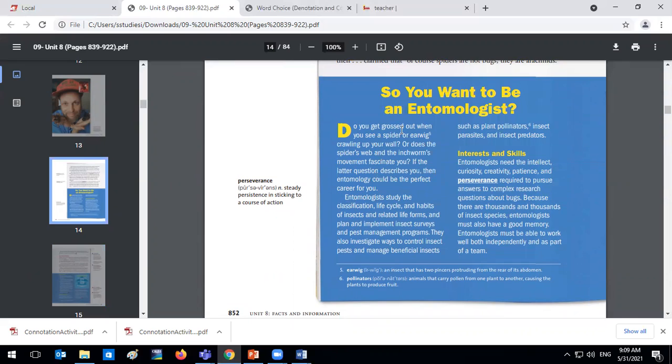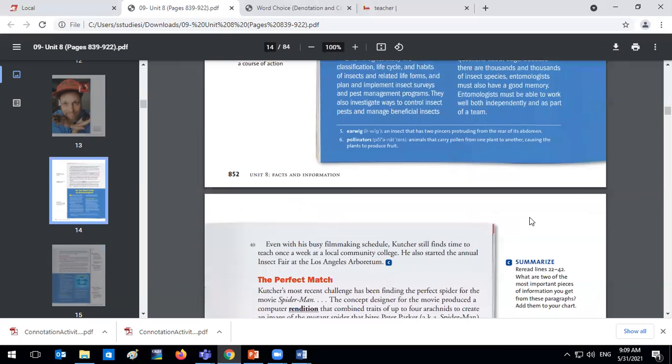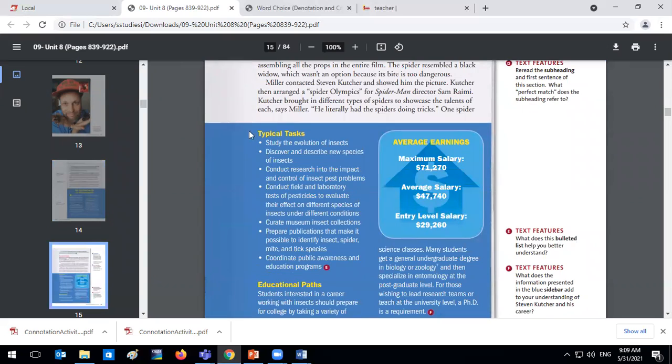Here it provides an introduction, and then it gives you the subheading of interest and skills. What are the interests and skills of an entomologist? If you want to be an entomologist, what do you have to be interested in? What are your skills? What kind of skills must you have? They also mention the typical tasks.